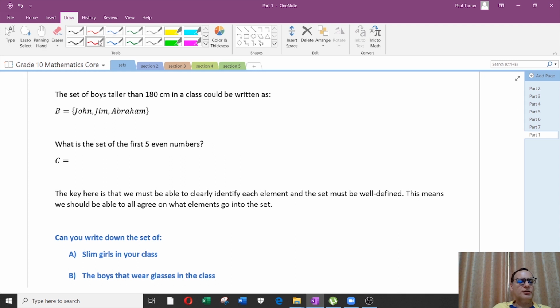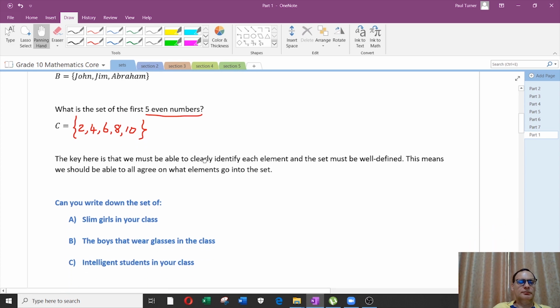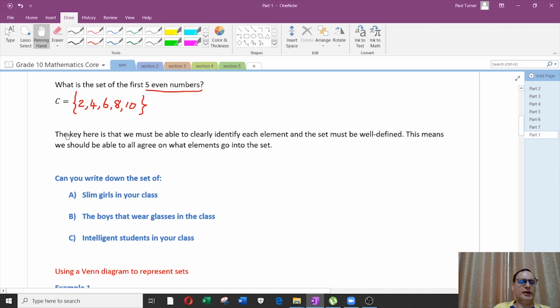And because we're measuring them, we can all agree that they are more than 180 centimeters tall. As a question, what would we write for the set of the first 5 even numbers? So the even numbers are, make a curly bracket, 2, 4, 6, 8, 10. So the first 5 even numbers are 2, 4, 6 and 8 and 10. So there are 5 elements in that set. And we can all agree on that, can't we?